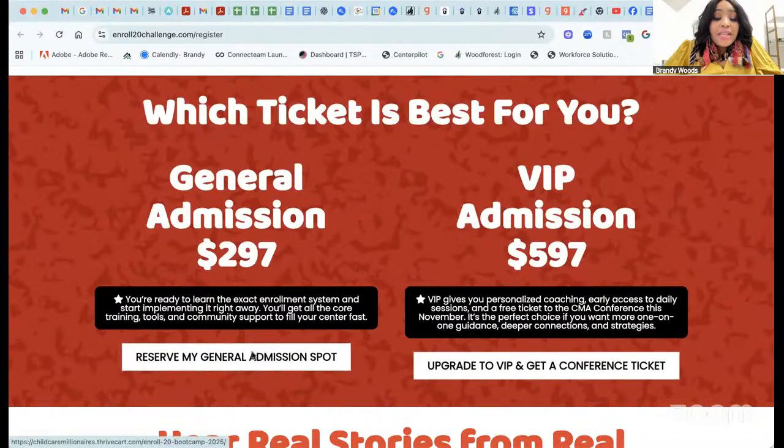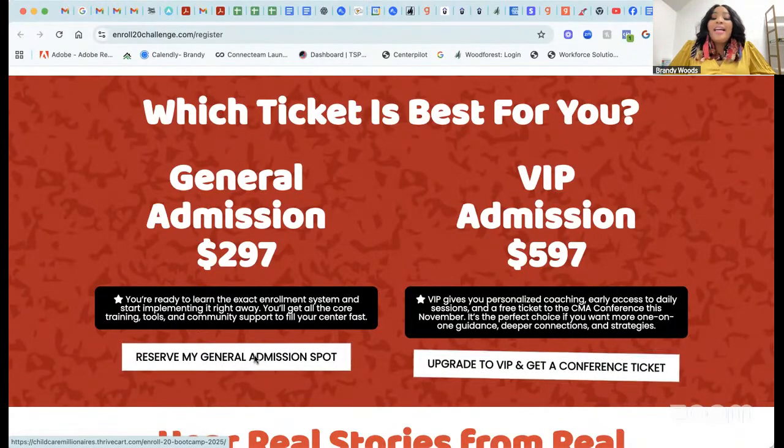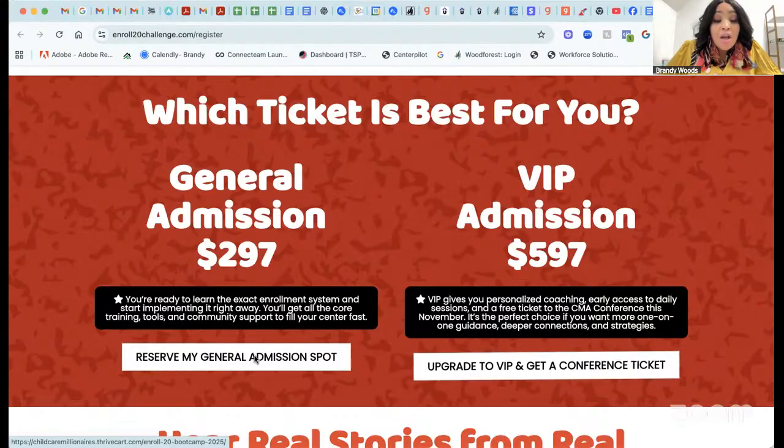And then don't forget, there's 2 ways you can join. General admission is only $297, literally to work with me for 6 weeks. It's less than $50 a week. I can't even make it better than that. And then the VIP is $597, but you also get a ticket to your conference. The ticket to the conference right now is more than $597. So this is a very, very sweet deal.